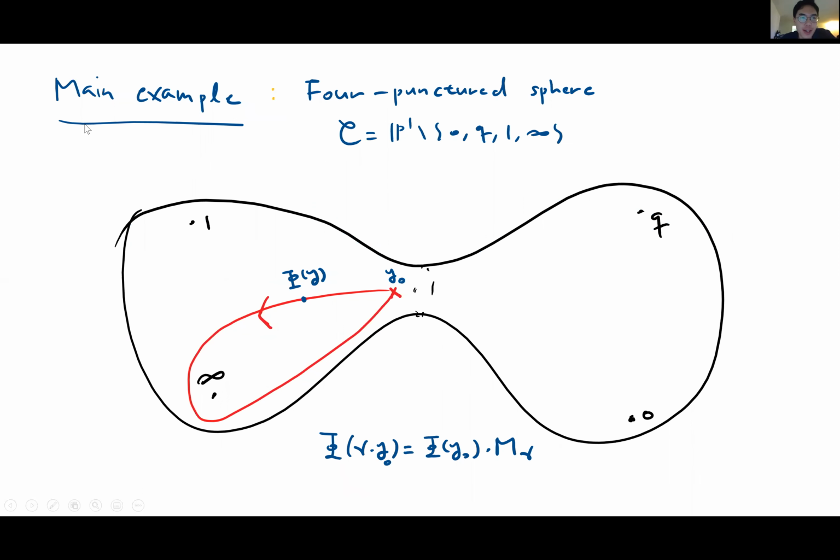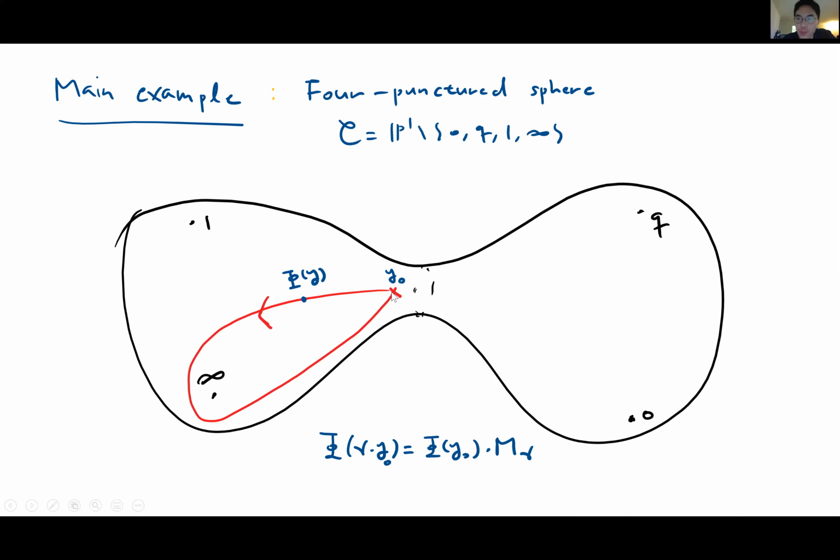So our main example will be the 4-puncture sphere. I'll just draw an example. The positions of the punctures are at 0, q, 1, and infinity, as you can see here. Let me pick a reference point y0, the origin.